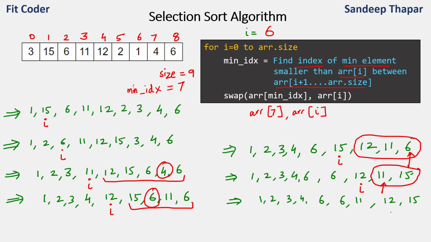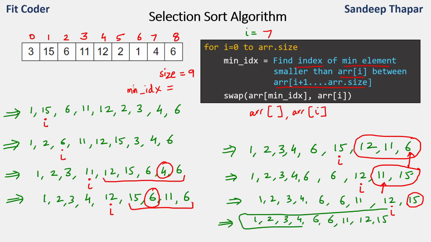In the next iteration i comes at 12, which is at the 7th index. So now we need to find the minimum element which is smaller than 12. There is no element smaller than 12 because we are left with only 15. So in this case 12 will be swapped with itself, or we can skip the swap. So this step will remain as it is, and in the next iteration we'll get the final array.